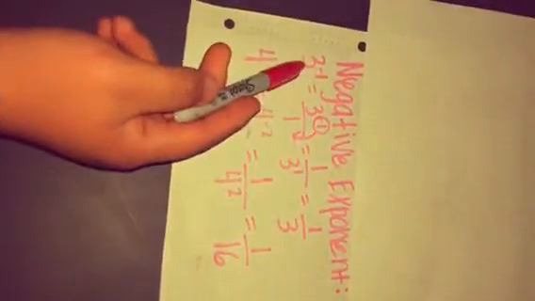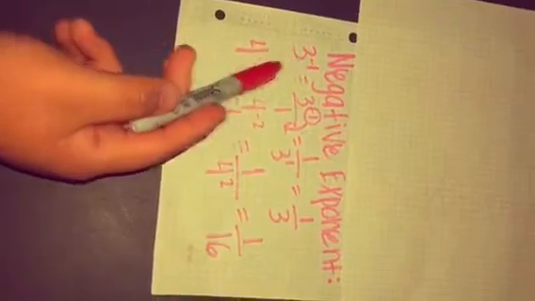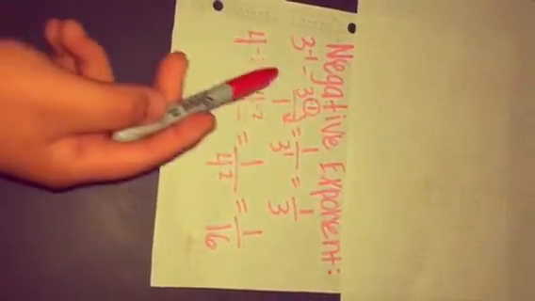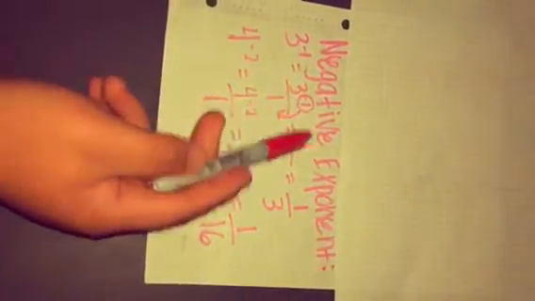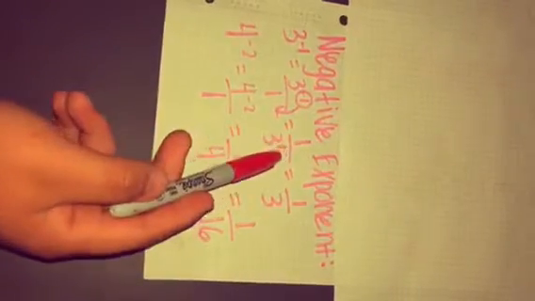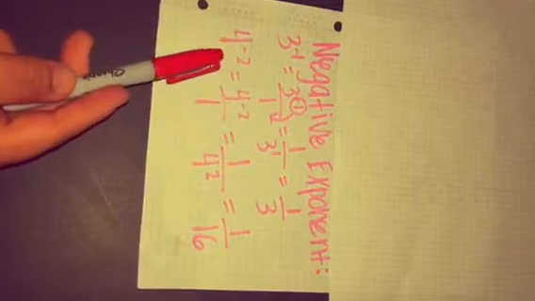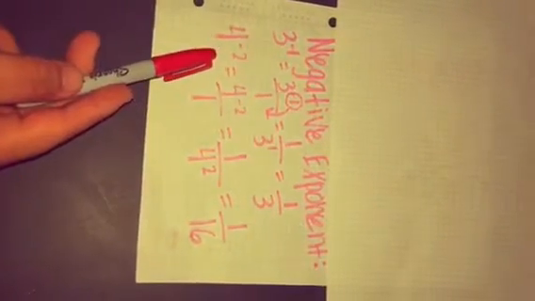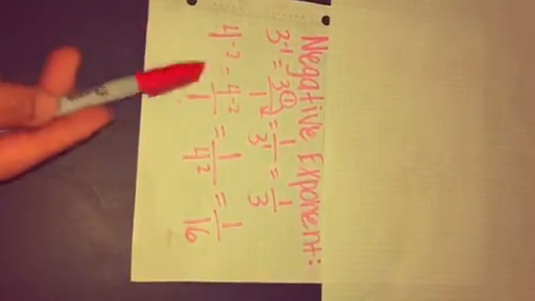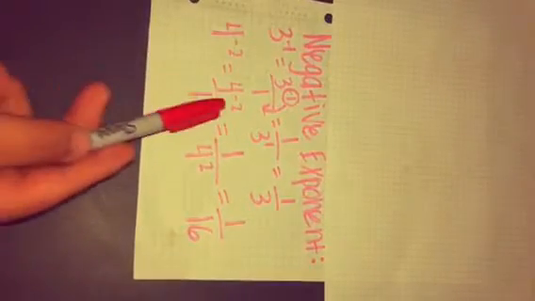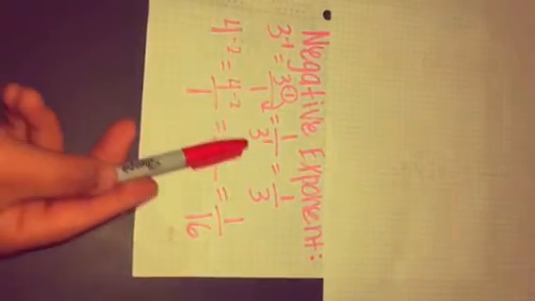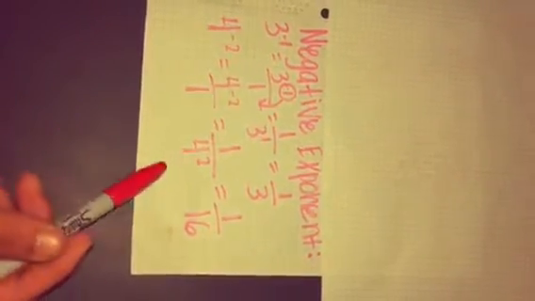So we're on negative exponents. So you have 3 to the negative first power, and you can't have a negative exponent, so you put it all over 1 and you switch the problem. So it's 1 over 3 to the first power, and you get the answer 1 over 3. And the next problem is 4 to the negative second power, and you can't have a negative exponent again, so you put it all over 1, and then you get 1 over 4 squared, and that equals 1 over 16.